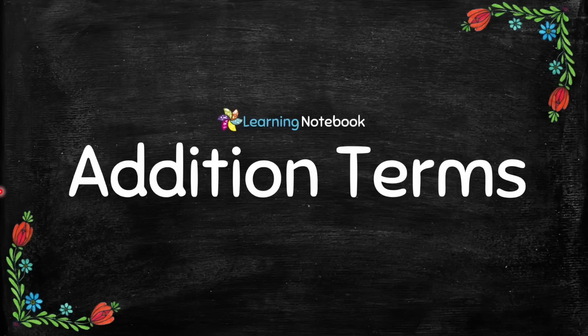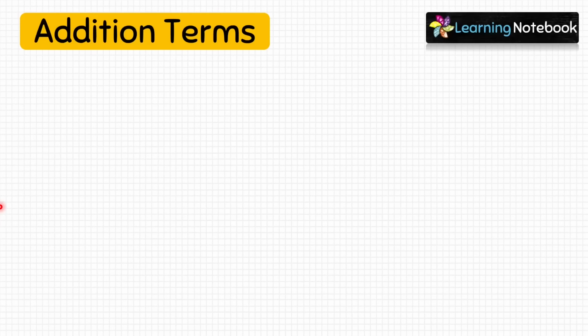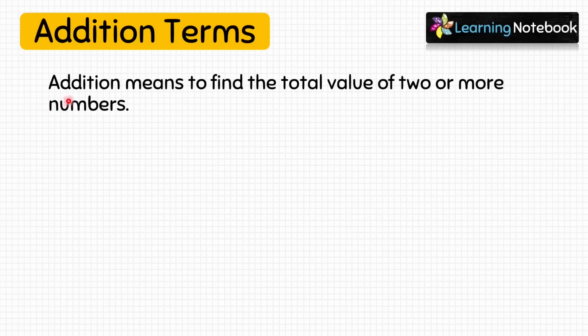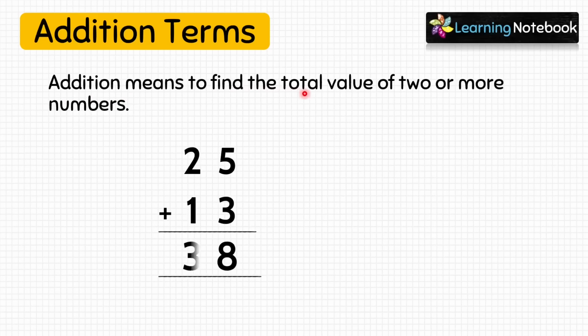So let's start and first understand addition terms. So what is addition? Addition means to find the total value of 2 or more numbers. Like if we add 2 and 3, we get the total value as 5. Right? So here, look at these two numbers, 25 and 13. If we add both the numbers, we get the answer as 38.